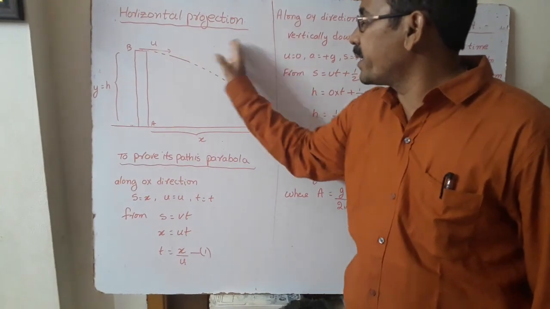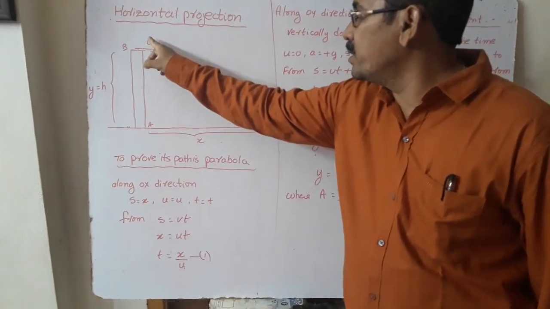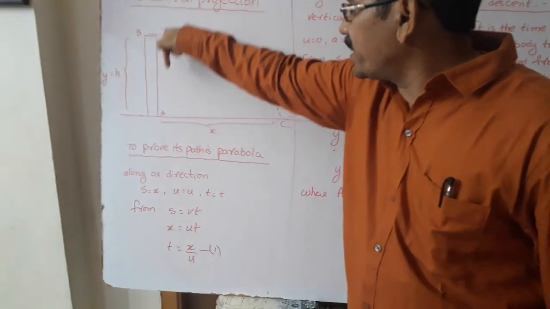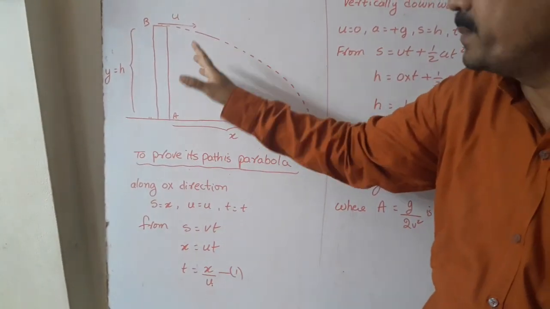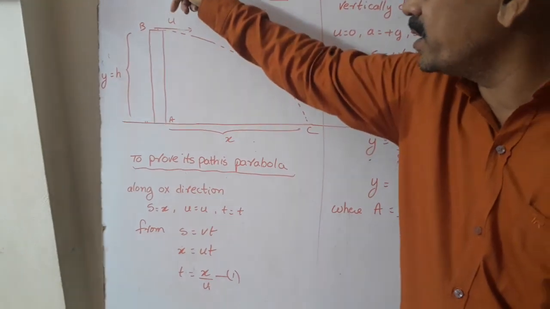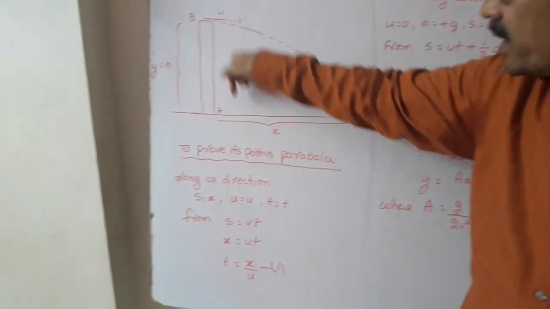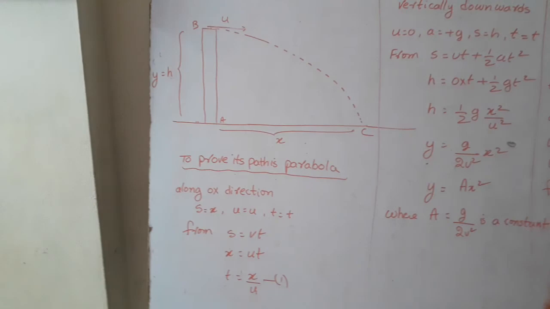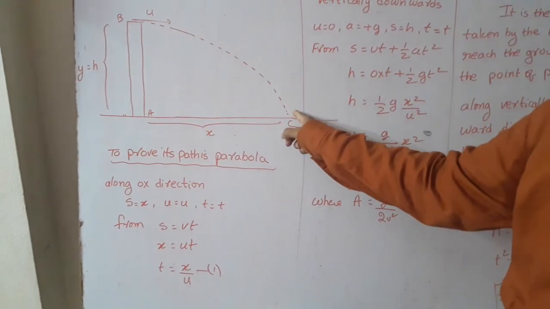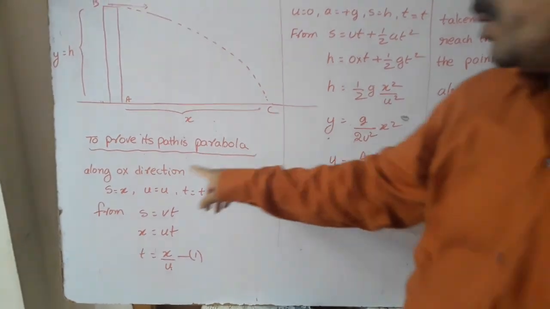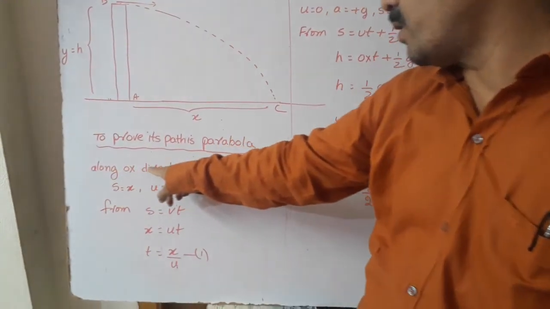Along horizontal direction, its velocity is u. Along vertical direction, it is like a freely falling body. It means its initial velocity is 0 in vertical direction. Okay, first I prove its path is a parabola. For this, you must think along horizontal direction.